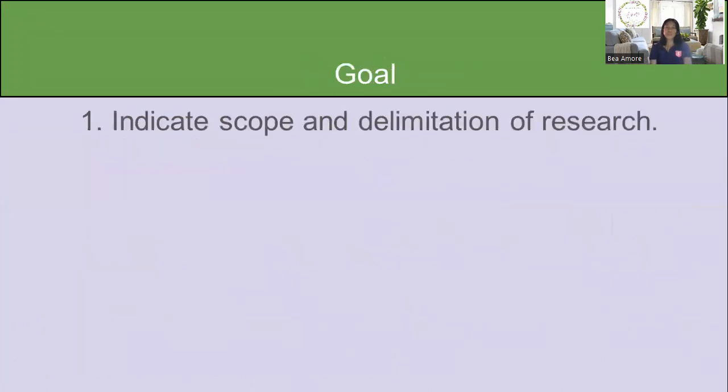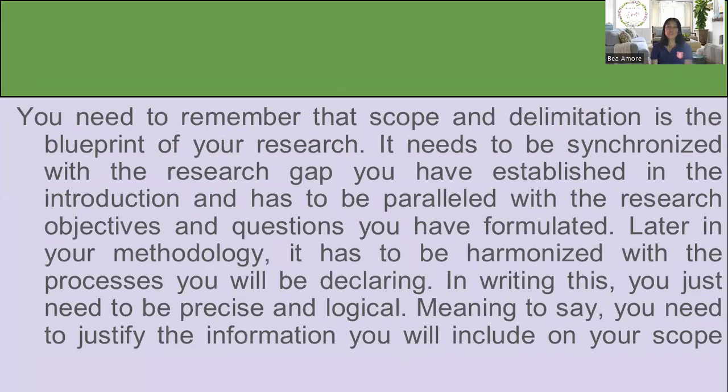Then our goal is to indicate the scope and delimitation of the research. So you need to remember that scope and delimitation is the blueprint of your research. It needs to be synchronized with the research gap you have established in the introduction and has to be paralleled with the research objectives and questions you have formulated. Later, in your methodology, it has to be harmonized with the processes you will be declaring.